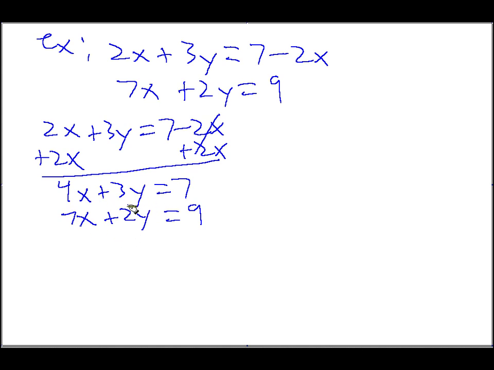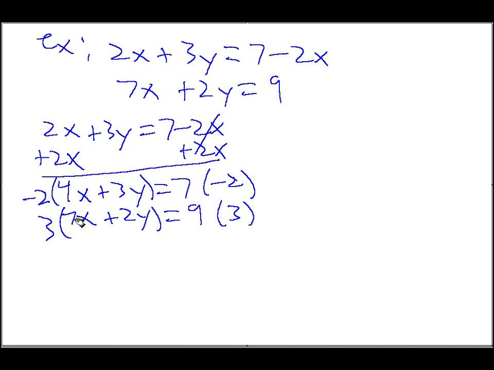How can I do that? Let me get the top one to be negative 6y and the bottom one to be positive 6y, if you will. So let me multiply the first equation on both sides by negative 2. Do it to both sides here. Here I want this to be positive 6, so I multiply by just 3 on both sides. So in this case we have to modify both equations in order to use the addition method.